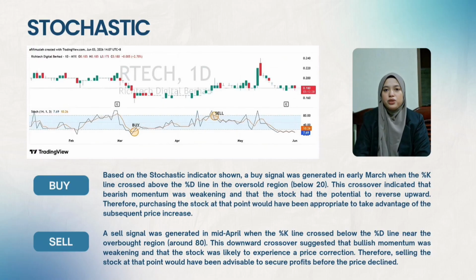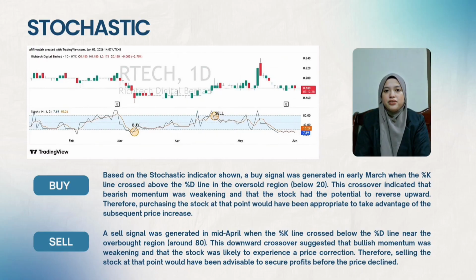As the stock price continued to increase, the stochastic indicator moved upward and touched the overbought region. In mid-April, a sell signal was generated when the percentage K line crossed below the percentage D line near the 80 level. This downward crossover indicates that bullish momentum was weakening and that the stock price might experience a correction. Therefore, investors could consider selling the stock to lock in their profits before a possible decline in price.